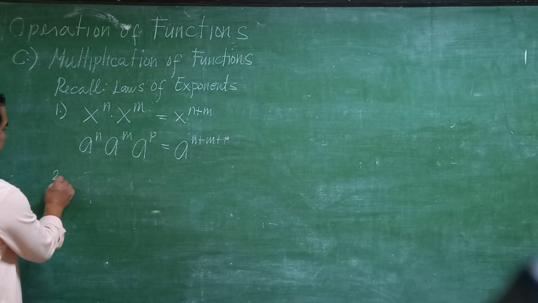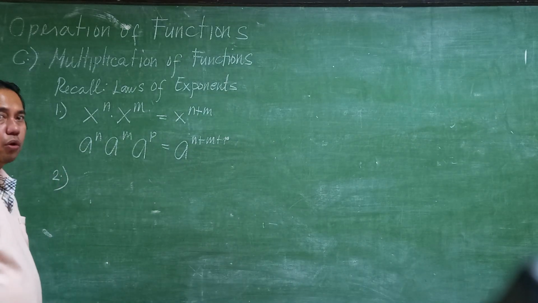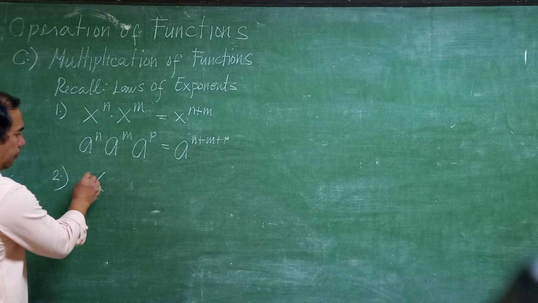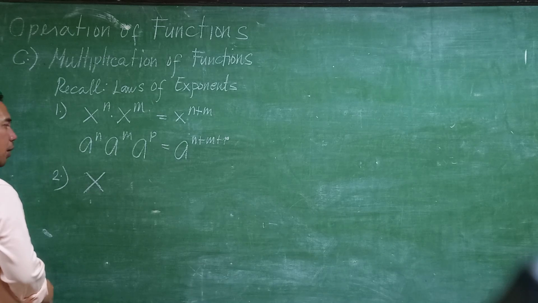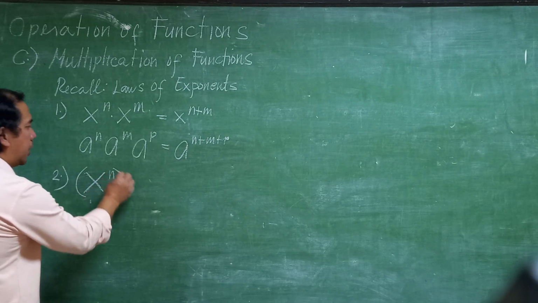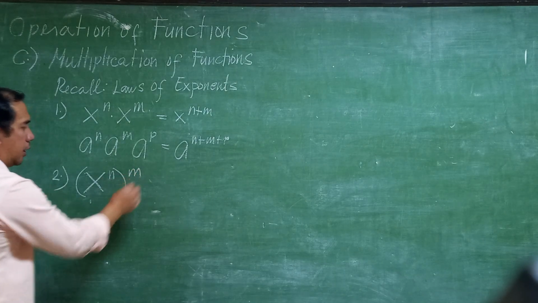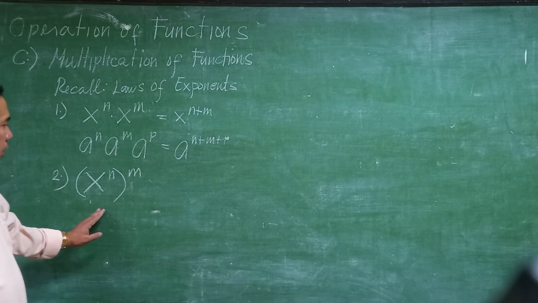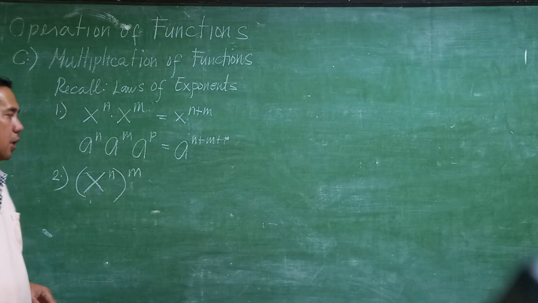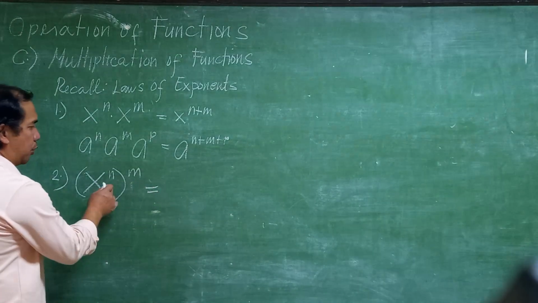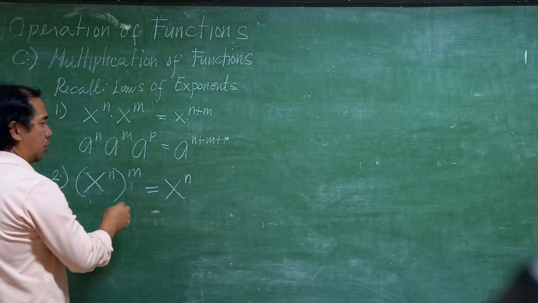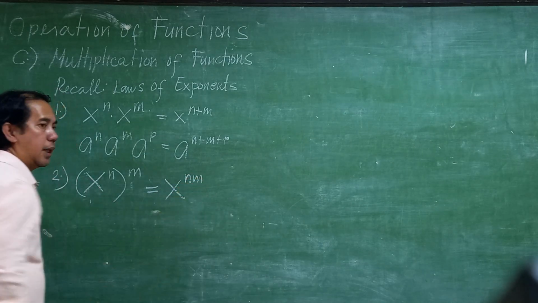Another one is the power to power law of exponents, wherein an exponential number is being raised to another exponent. So, what would be the result? Meaning to say, we just copy the base and multiply their exponents. What would be the base of this exponential number? That is x, and then raised to the product of n multiplied by m.